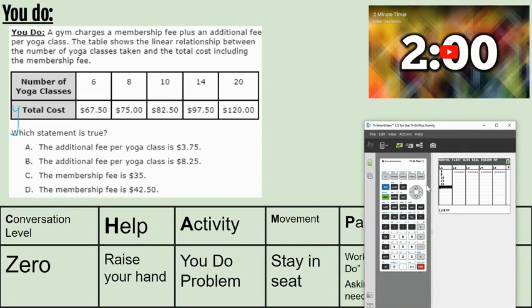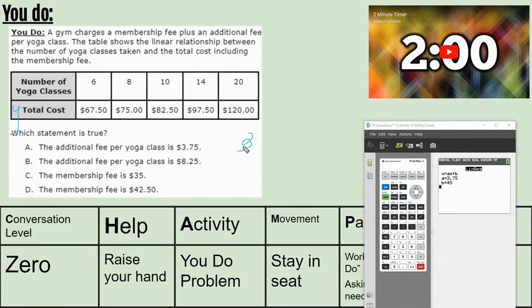Then we're going to go over to our y values, which is going to be 67.5, 75, 82.5, 97.5, and 120. Then I do stat, calc, 4, enter, enter, enter, enter. And now I have my answer. So I know that my rate of change or my per class is going to be about $3.75.